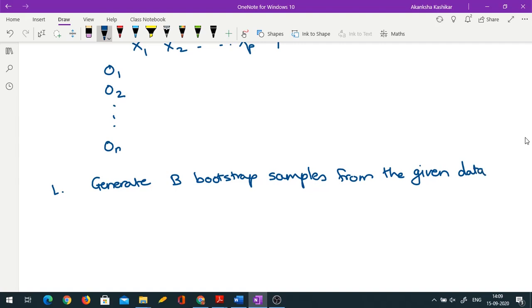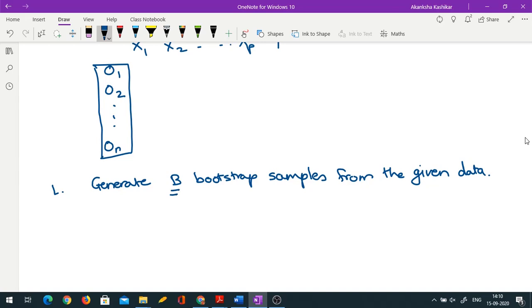How do we generate bootstrap samples? Do you remember? From these O1, O2, On, we generate a new sample of size n again, but that sample is generated with replacement. As a result, some of the observations would be repeated and some of the observations would be dropped. And this procedure we have to repeat B times, capital B times.